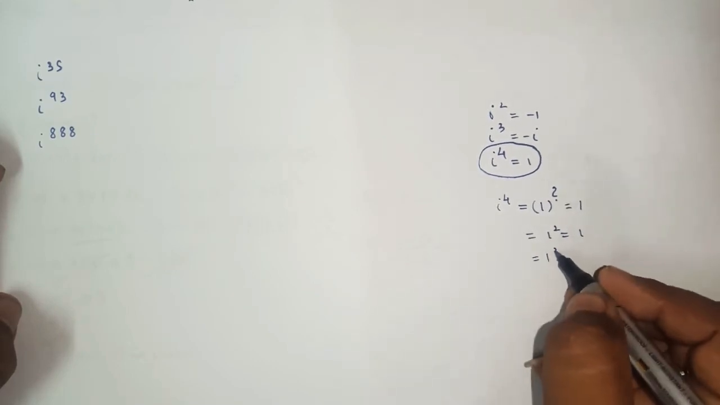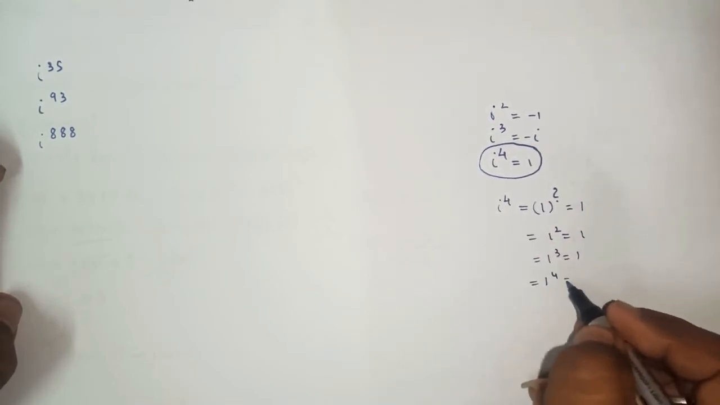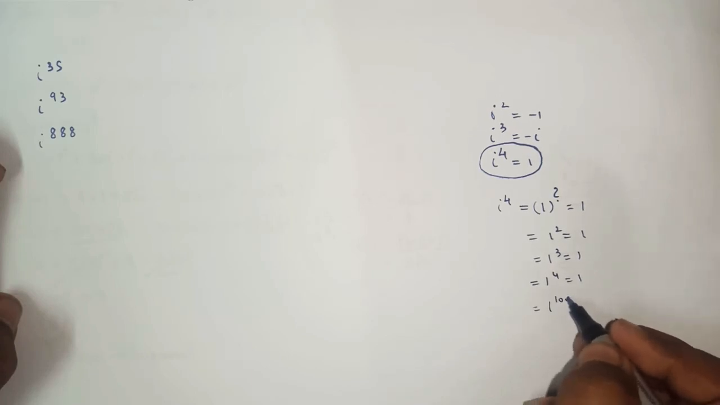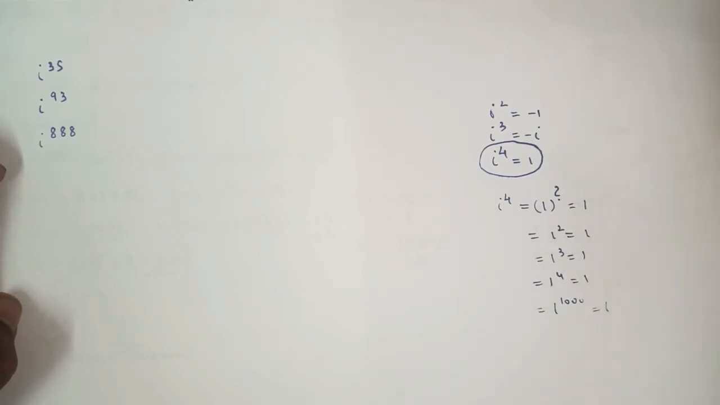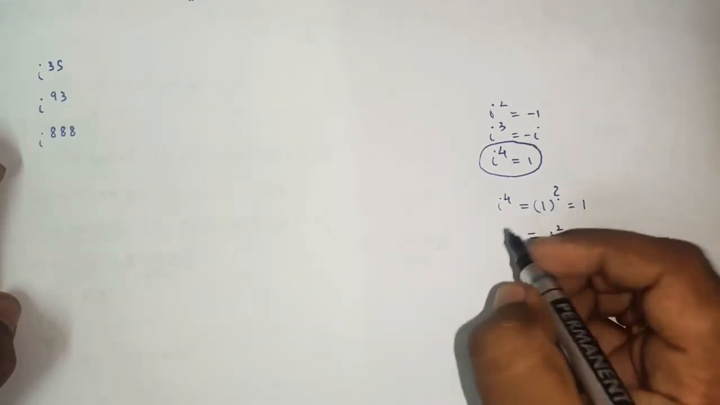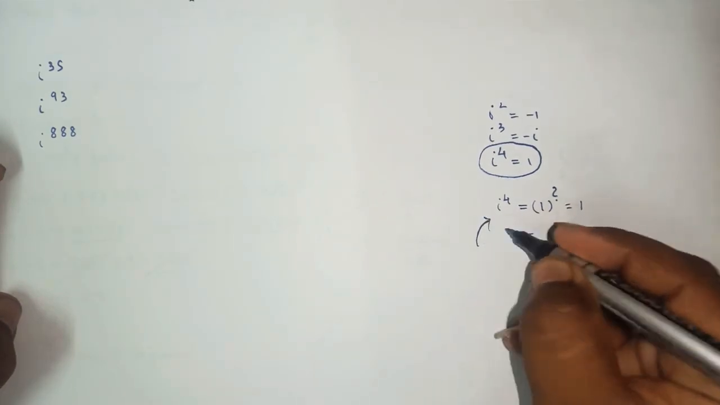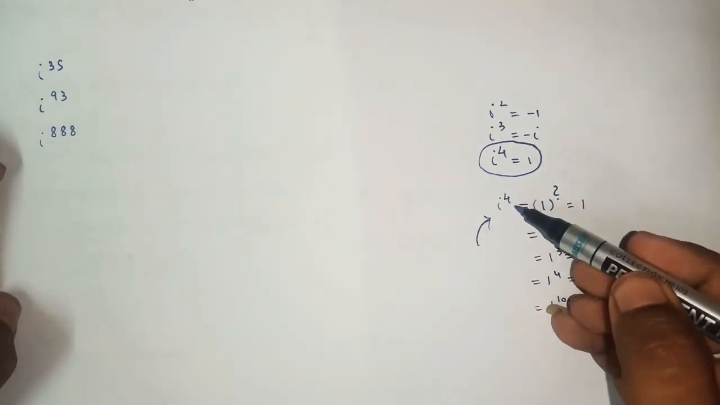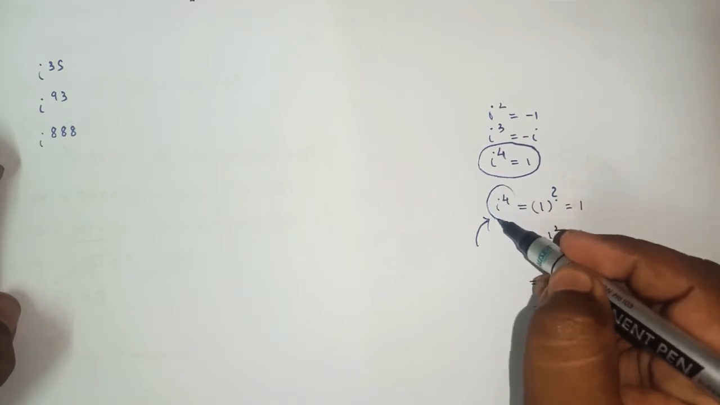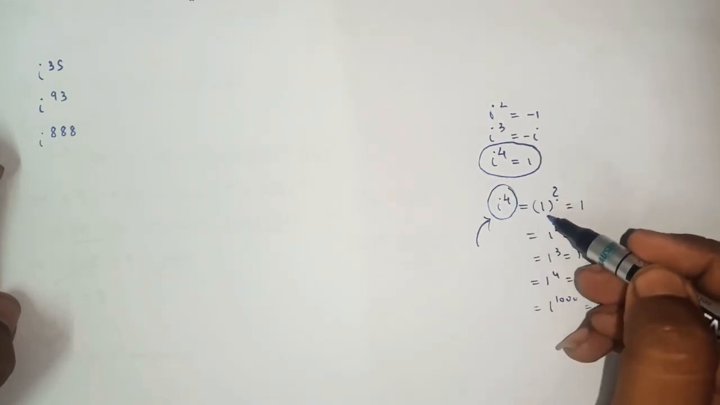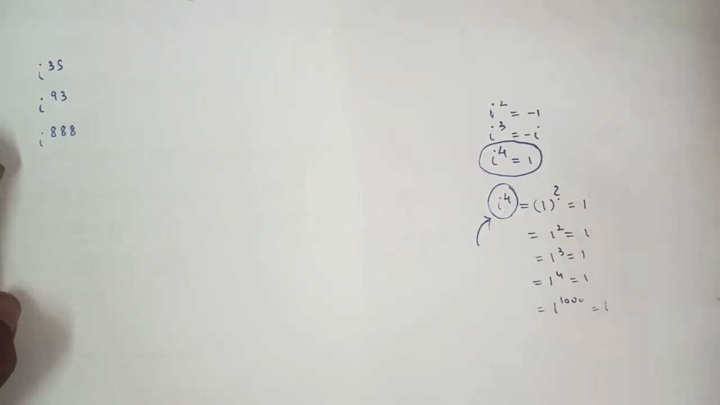1 cube is what? 1 raised to 4 is what? 1 raised to 1000 will be what? 1 raised to any power will be 1. So that's why I'm saying that you have to break each and every number with respect to 4. Somewhere you will get i raised to 4, which we can directly write as 1, and 1 raised to any power will be 1 only. Yes or no? We'll take one sum, then only you will come to know.